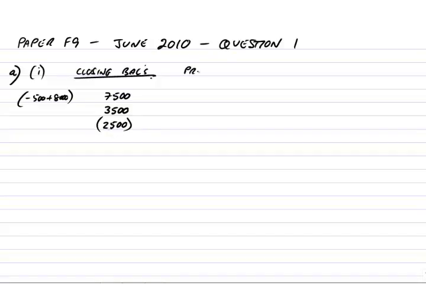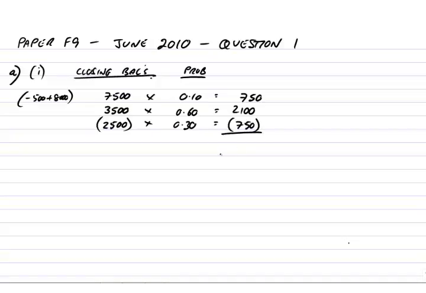We know the probabilities, 0.1, 0.6, 0.3. The expected value, as I said, you should really be familiar with this. We simply multiply by the probabilities and add up. So let's see if I can get this right. 0.6 of 3,500 is 2,100. And 0.3 of minus 2,500 is minus 750, giving me an expected value of 2,100.